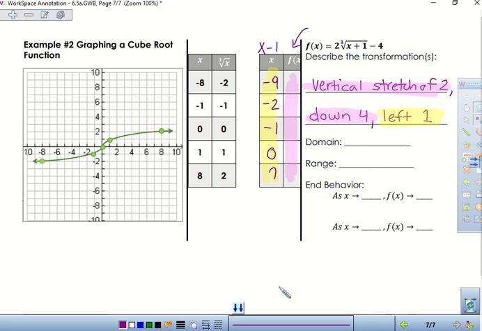Now for the f of x rule, you're always going to apply your vertical stretch, compression, or reflection first. So we're going to take that and multiply it by our values, and then we're going to subtract the 4. So you're going to take each one of them, multiply by 2, and then subtract 4. So that's going to be -8. Next one is going to be -6. -2.